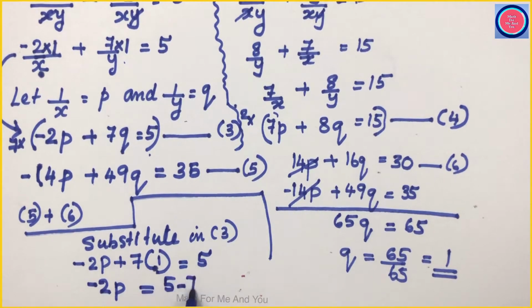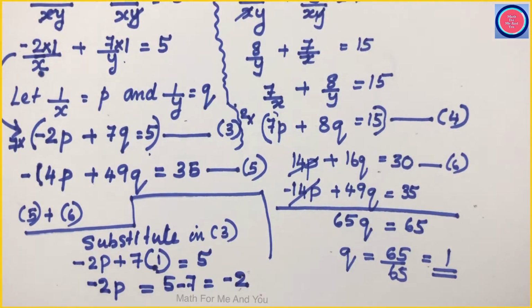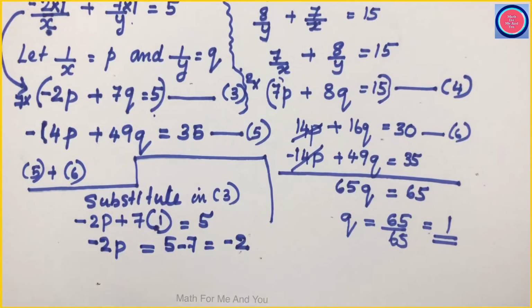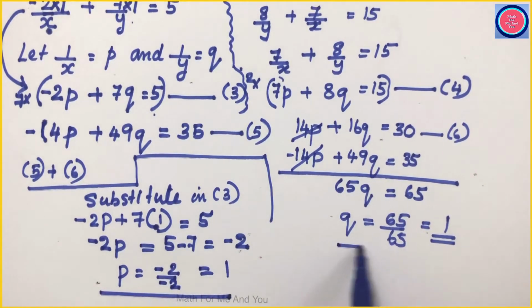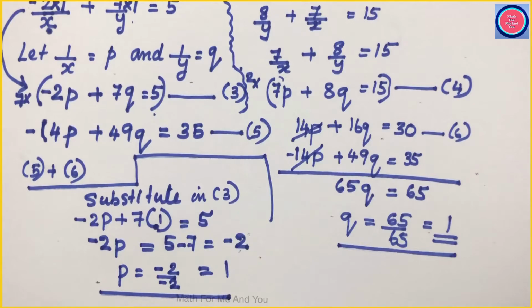Minus 2p equals 5 minus 7. That is how much? It is minus 2. 7 minus 5 is 2 with the big number negative. So it is minus 2. Then p equals minus 2 over minus 2. Minus minus positive and 2 over 2 is 1. So positive 1. We get value of q and p.